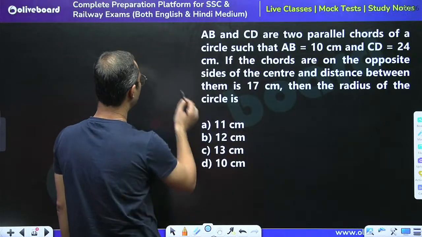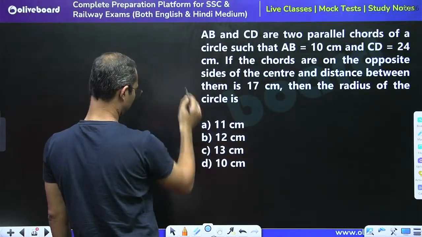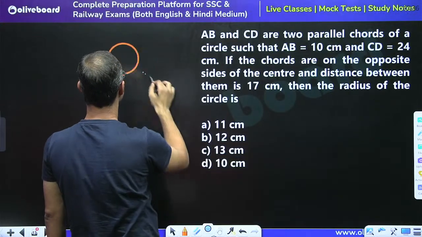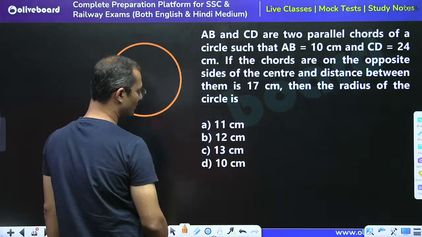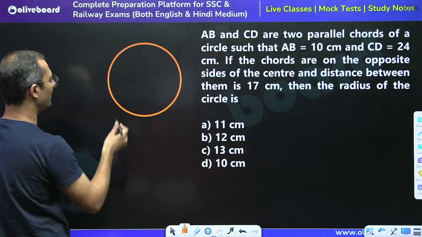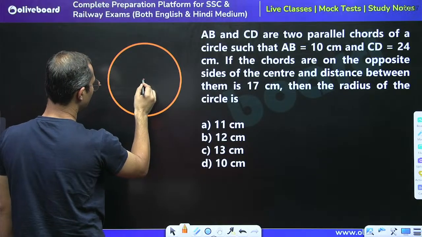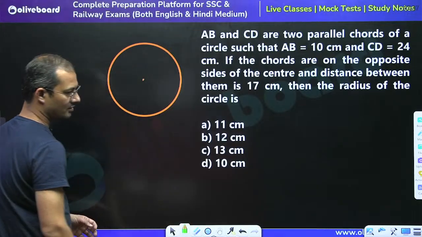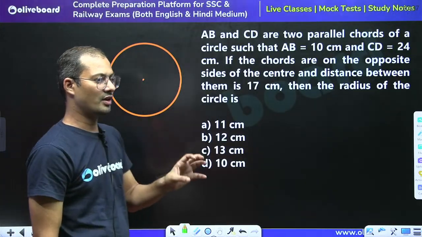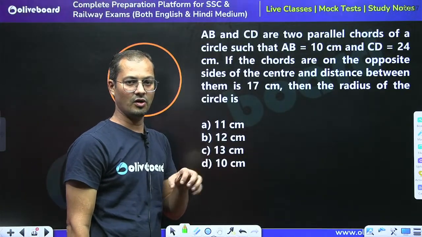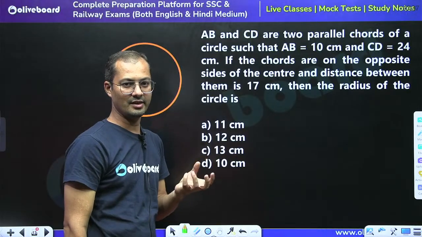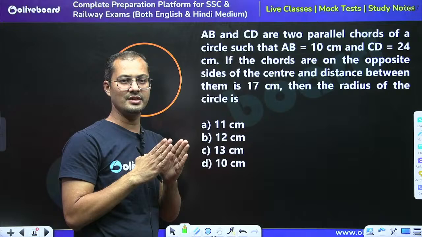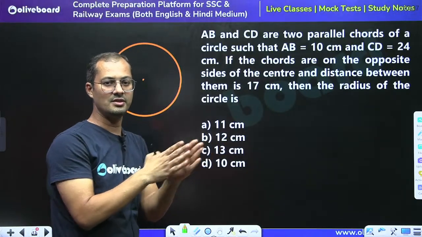Just take a circle. This is the circle, and we have two chords lying on opposite sides of the center. This is the center, and we know that the chord which is smallest in length is always away from the center, and the chord which is longest in length is always nearer to the center.